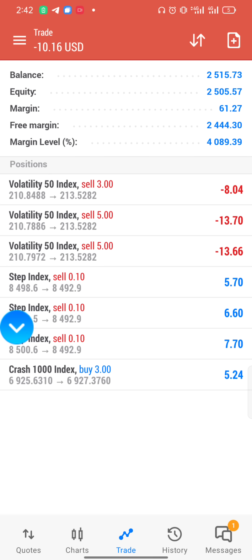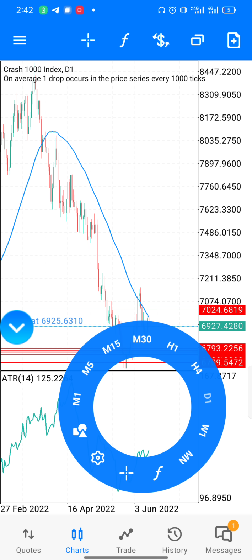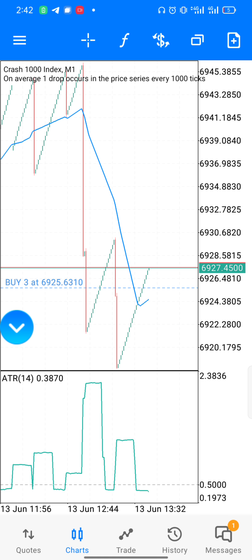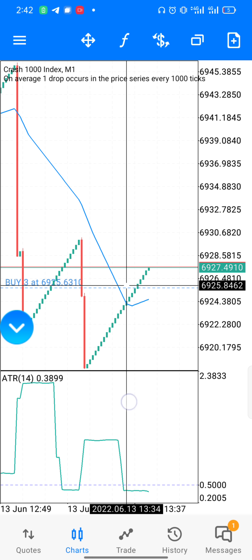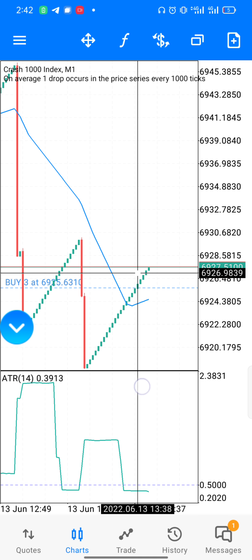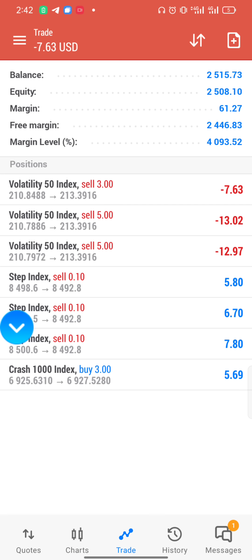As simple as that. So let's see how far we've gone on the crash 1000 index, 1 minute time frame. How many candles do we have now? We got 1, 2, 3, 4, 5. So we got 5 candles, remaining 1. As soon as the 6th candle, you take profit, and that's all. That's just how to use this strategy to make money.